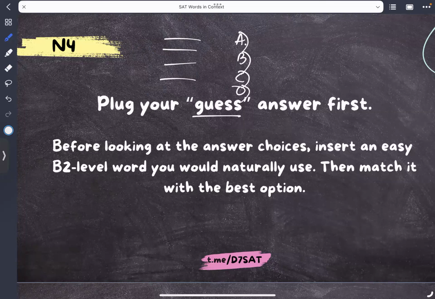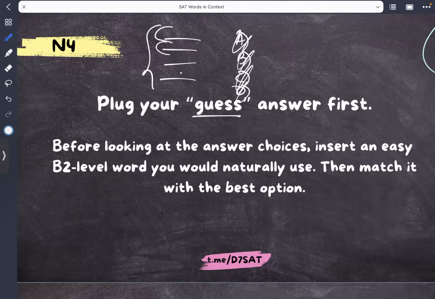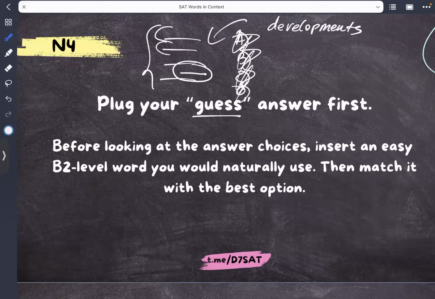Basically what I mean by guess is that you should ignore the answer choices while reading the text. So you are reading the first sentence, second sentence, and the whole passage, and there is some blank part. Without looking at the options, you should have an approximate answer. Imagine in the text there are some developments described, developments in some certain country, maybe in your own country, right? For example, we can say developments in USA.